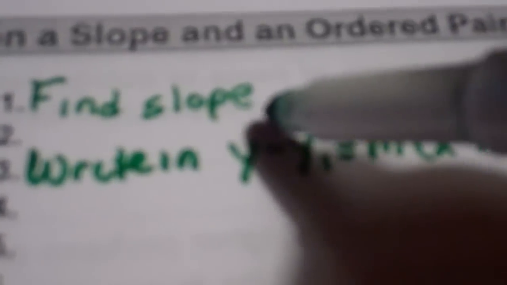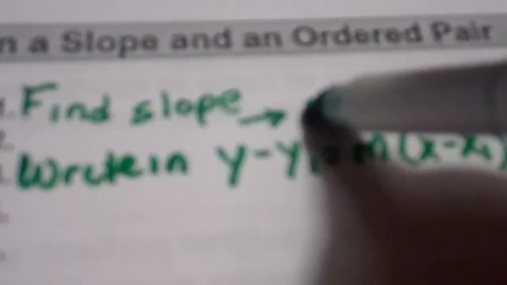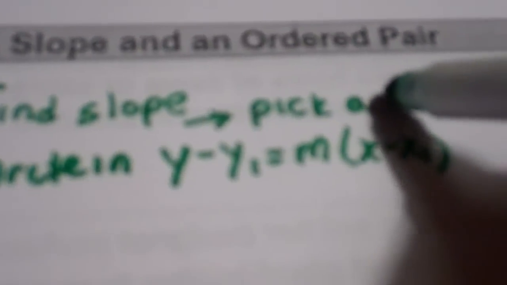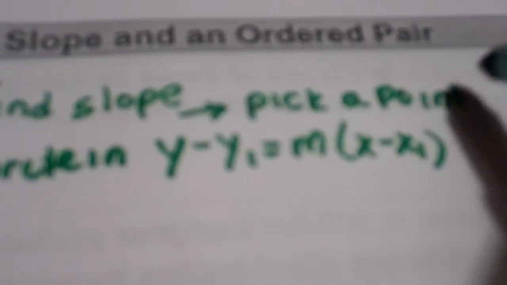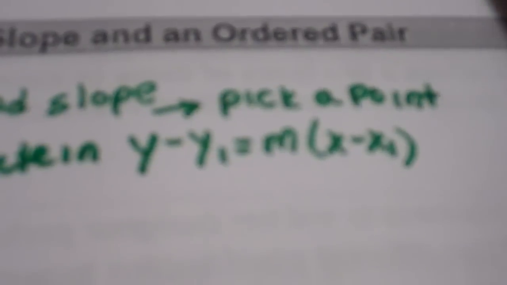Step two, write in point slope form. So y minus y1 equals the slope, x minus x1. Okay. Oh, before that, I'm so sorry, you need to pick a point. Most of the times we give it to you, but if you were given 2 points, you'd have to pick it.